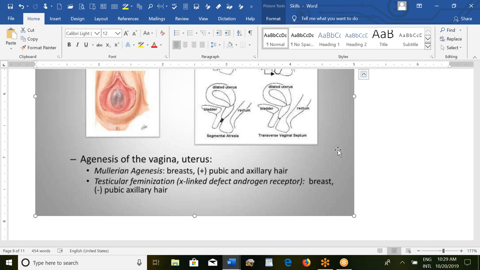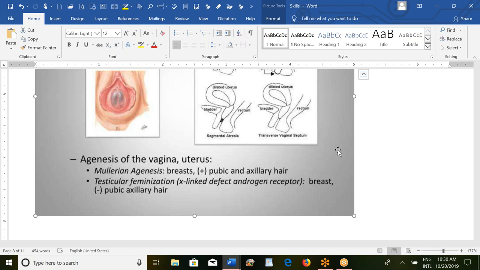So she will have breast development because she has normal ovaries, and she will have normal pubic and axillary hair. The fault here is that during the embryological period, two Mullerian ducts will be there. First, they will fuse and form the fallopian tubes, uterus, cervix, and upper one-third of the vagina. Later, this area will undergo recanalization.